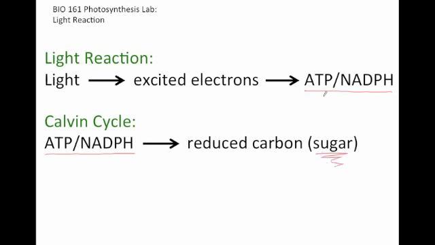So an important connection between the two is that the ATP and the NADPH that's made during the light reaction is what provides the energy for the Calvin cycle. Now together these make up photosynthesis, but in this lab we are only focusing on the light reaction and just thinking about those excited electrons as they move through the membranes of the chloroplast.